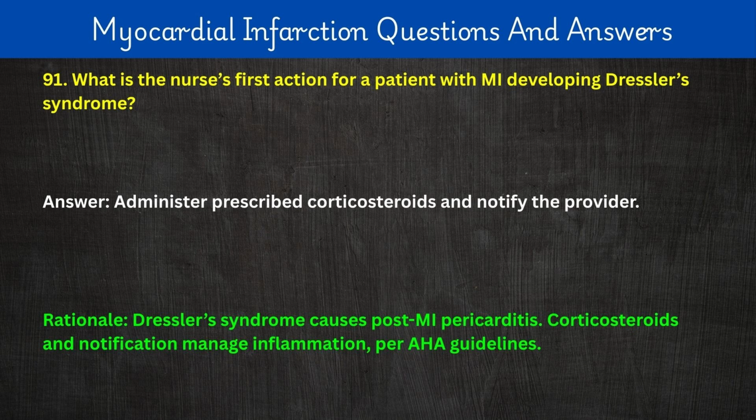91. What is the nurse's first action for a patient with MI developing Dressler syndrome? Answer: administer prescribed corticosteroids and notify the provider. Rationale: Dressler syndrome causes post-MI pericarditis. Corticosteroids and notification manage inflammation, per AHA guidelines.